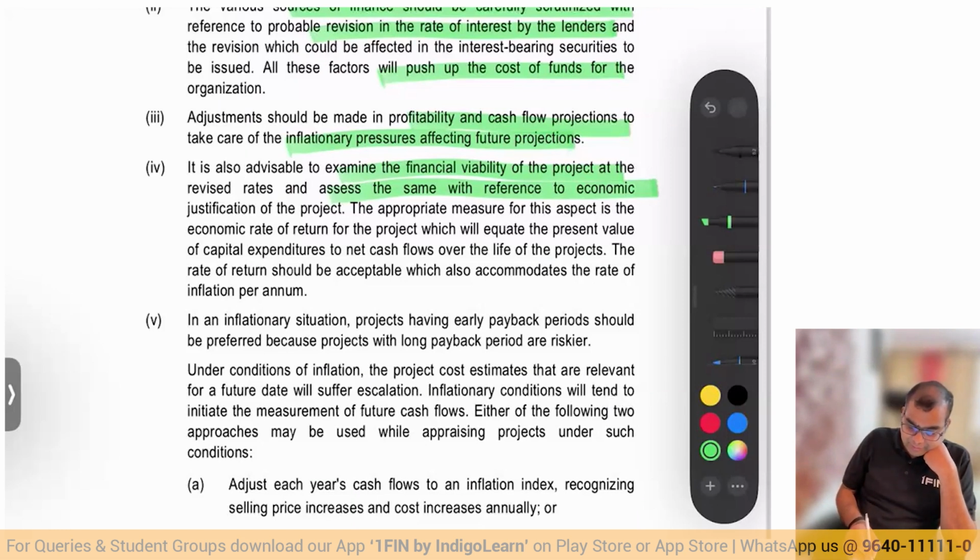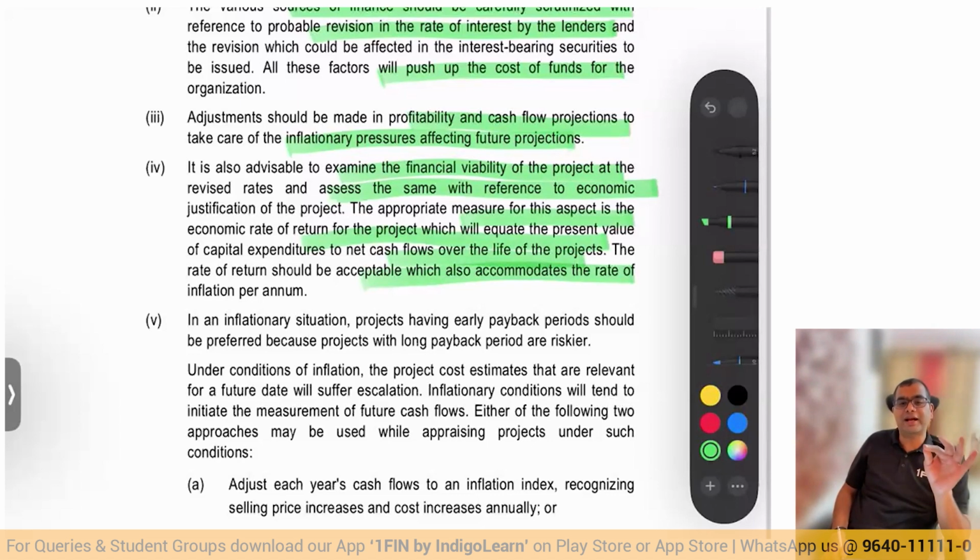Then the appropriate measure for this is the economic rate of return of the project, which will equate the present value of capital expenditure and net cash flows over the life. The rate of return should be acceptable, which also accommodates the rate of inflation. So basically they're saying the IRR, whatever you get as IRR, will include inflation. So including inflation, whatever is the return that you're expecting, this IRR should be that. That is what they're basically saying.